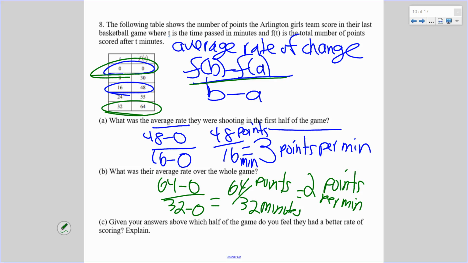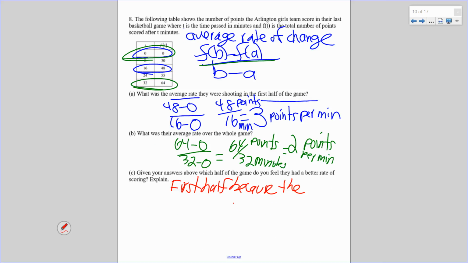C, given your answers above, which half of the game do you feel had a better rate of scoring? Well, if they had 3 points per minute in the first half, for the whole game, it was 2 points. It obviously went down, so they scored better the first half. Because the average rate dropped. You get an average rate of change question wrong, you made some bad choices somewhere along the way.